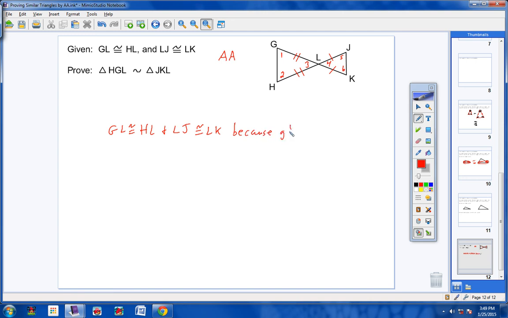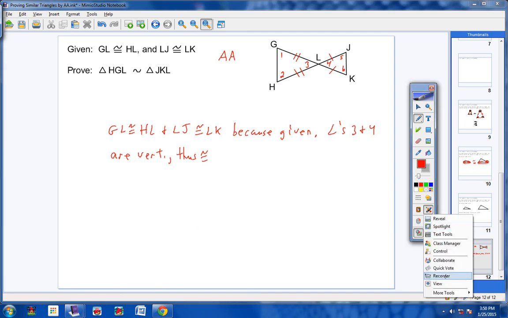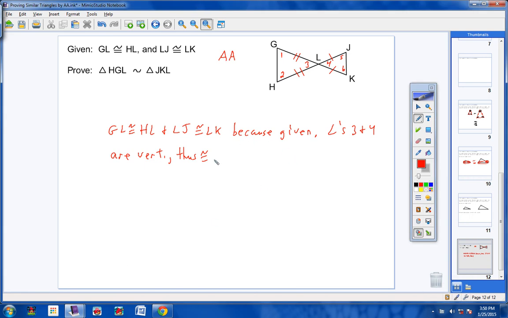Okay? Then I would write this. Angles 3 and 4 are vertical. Thus, congruent. That's easy, okay? That's pretty simple. Now, guys, you don't have to give as much detail in the paragraph proof on a test or a quiz. If I can follow your reasoning, then I'm totally good.